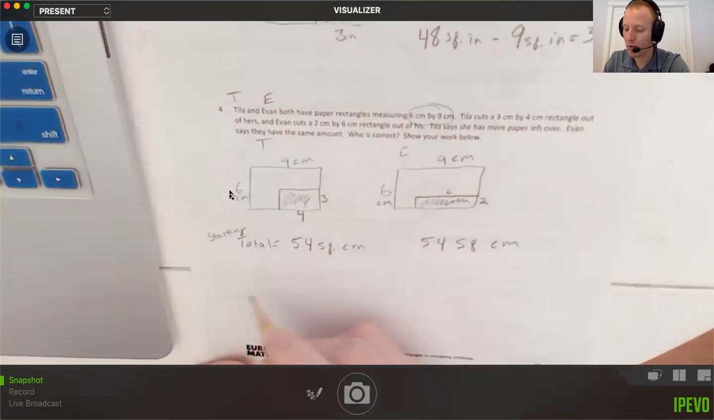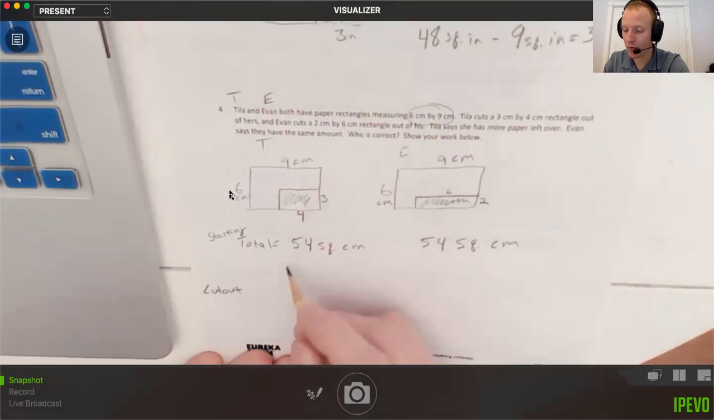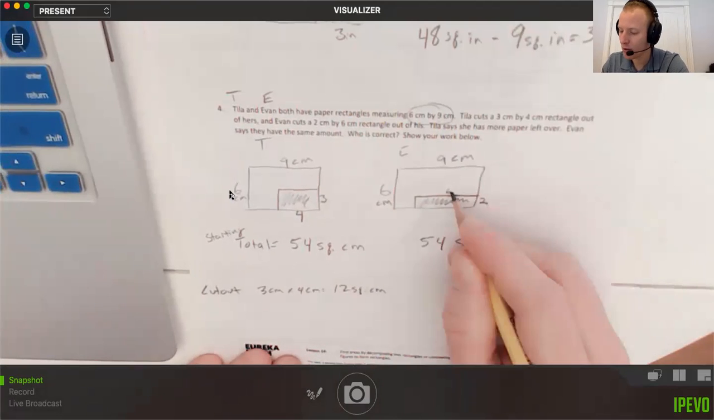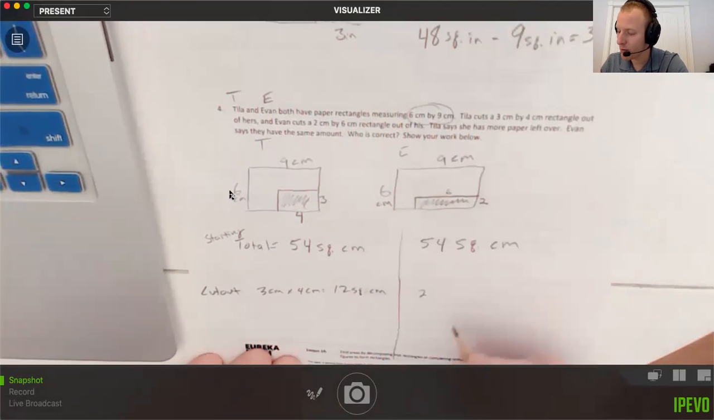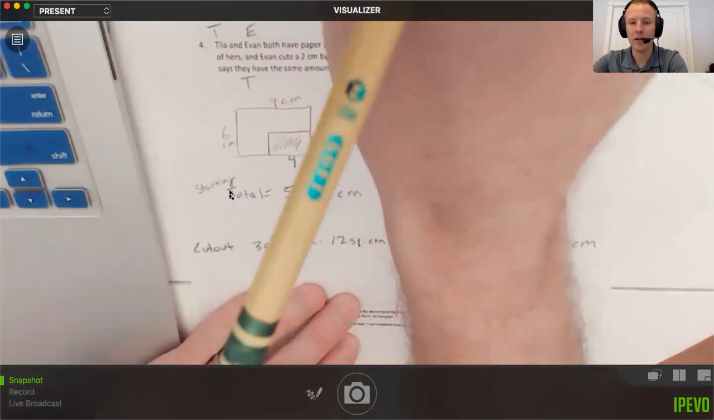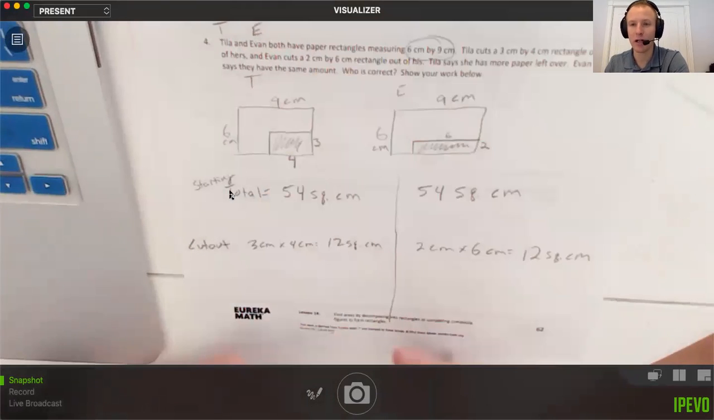All right, so the cutout is 4 centimeters times 3 centimeters in this case. So that's 12 square centimeters. And in this one, it's 2 centimeters times 6 centimeters, which is also 12 square centimeters. I think at this point, you probably can see where this is going. We have the same area to start. We're cutting out the same amount of paper, which means we're going to have the same amount left over.